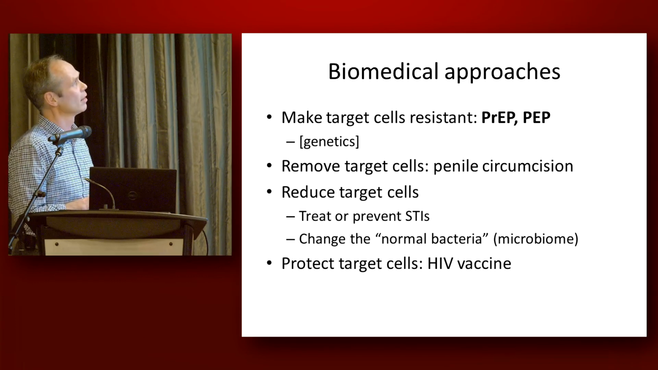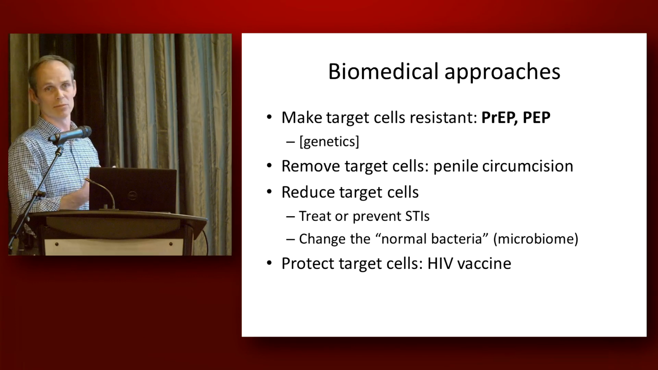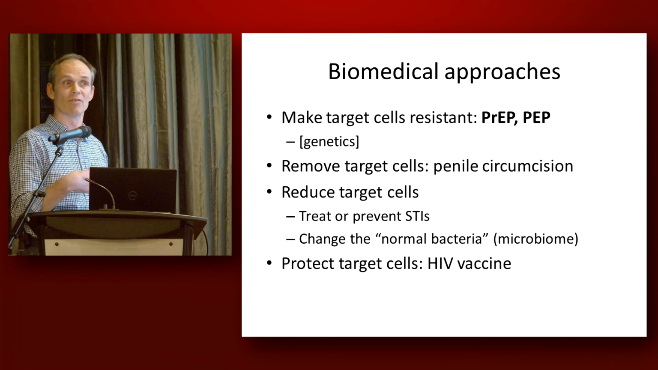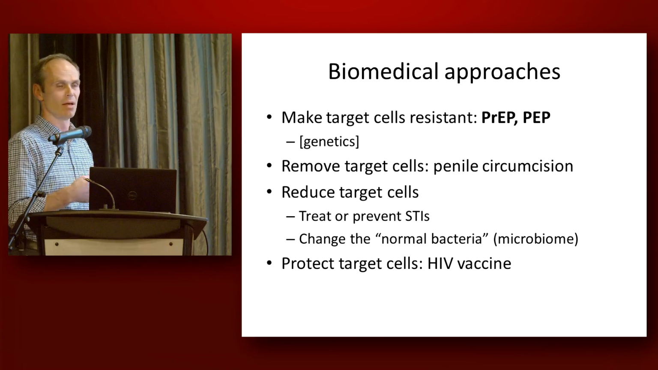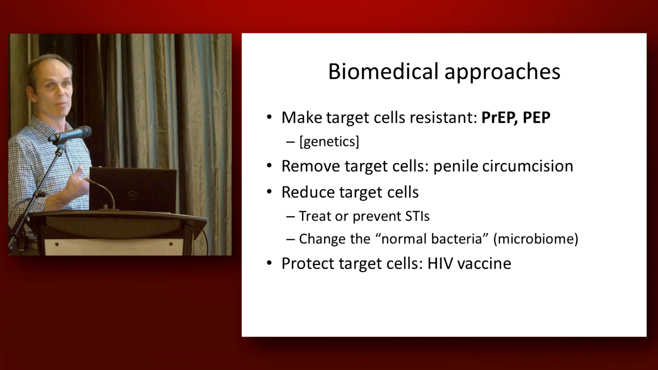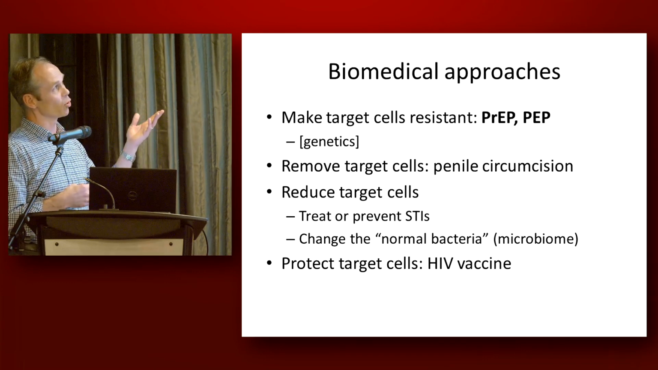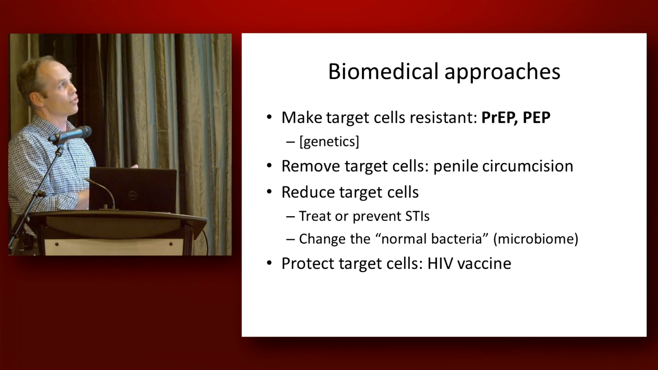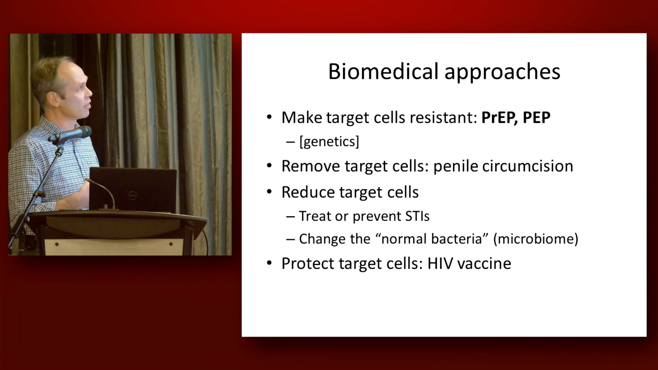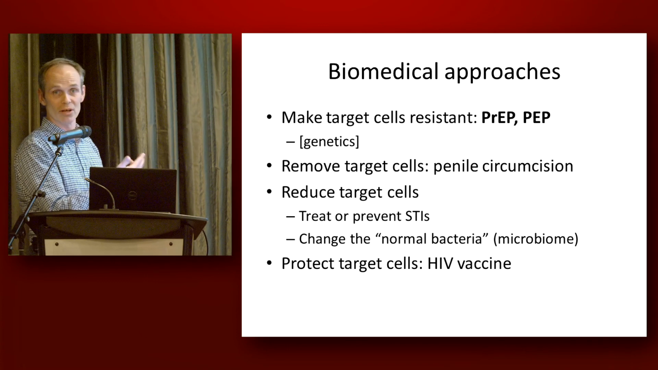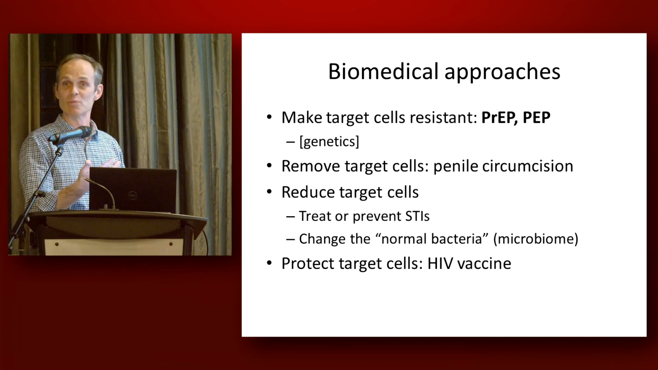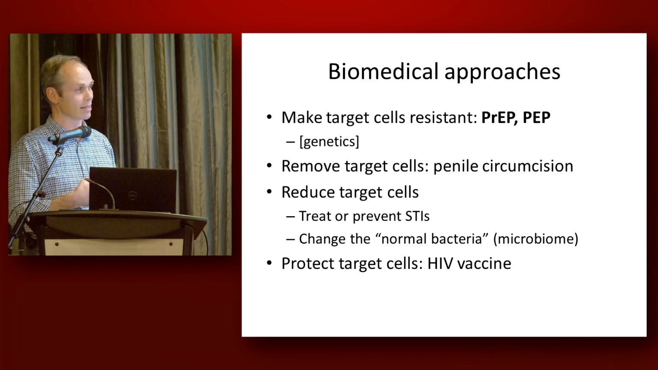I can remove target cells completely, and penile circumcision is a tool that, if the penis is where I'm getting exposed to HIV, as is the case in countries where it's predominantly a heterosexual epidemic, then that would be a way of reducing my risk. I'll share a little bit of data on that. I can reduce target cells that are present, perhaps by treating or preventing STDs, perhaps by changing the normal bacteria. I'll talk a tiny little bit about the microbiome, and I can protect target cells that are there by making immune responses that can protect, potentially with an HIV vaccine. And again, we're obviously going to hear about that later on.